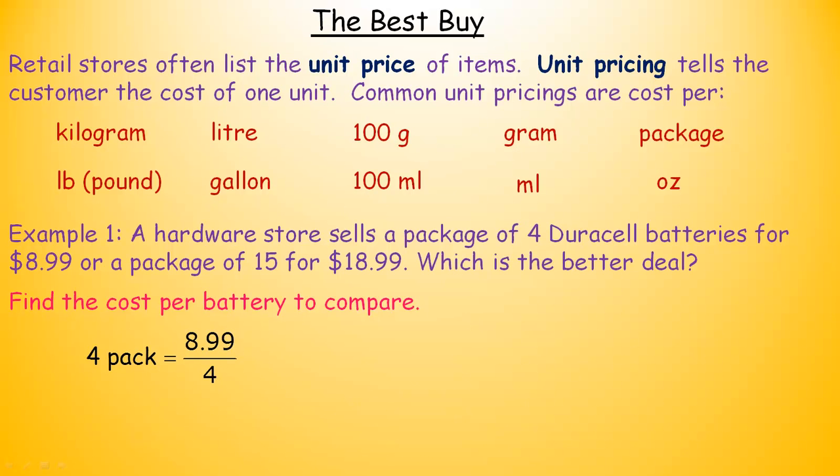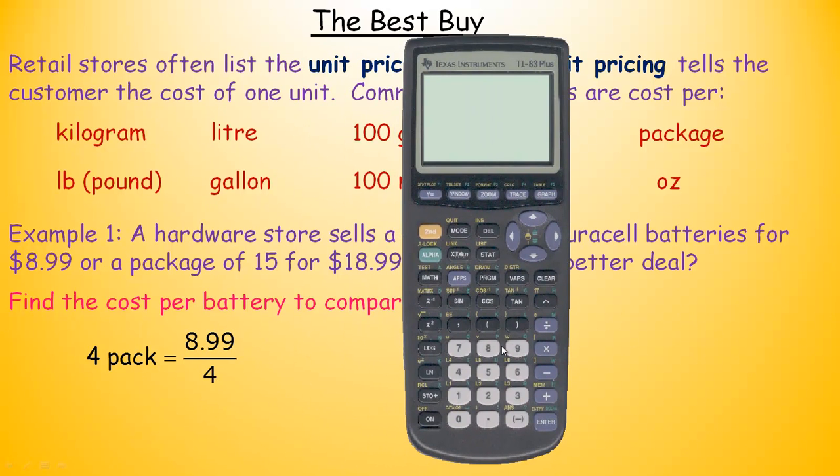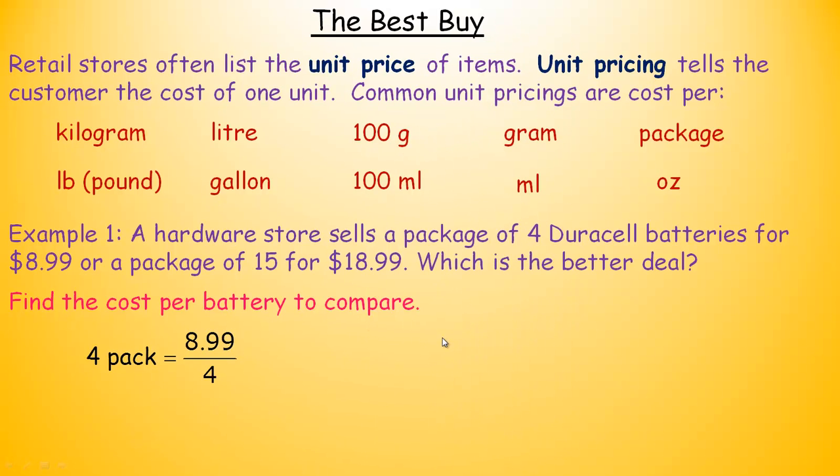Some people get the way you divide mixed up. Okay, I'm going to do the $8.99 divided by 4. So that's actually, now this is money, so that 7 would make the 4 round up to a 5, so it would be $2.25. So it's $2.25 per battery.